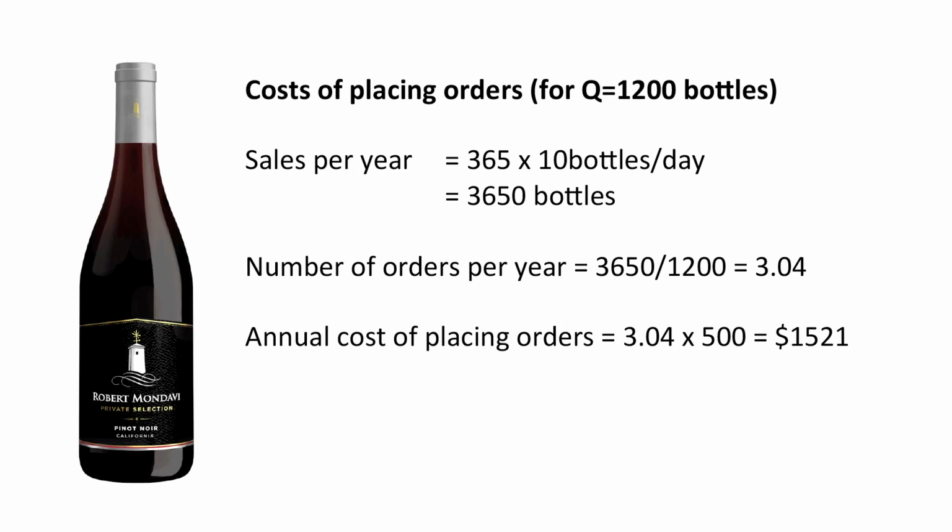To evaluate that, we need to know how many orders John will place per year. Because in a year, John needs 3,650 bottles, and in every order he gets 1,200 bottles, the total number of orders will be 3.04 orders per year. At $500 per order, the annual cost will be $1,521. John's policy is the one that minimizes the total ordering costs. It is not possible to order less than 3.04 times per year because it's not possible to order more than 1,200 units every time.